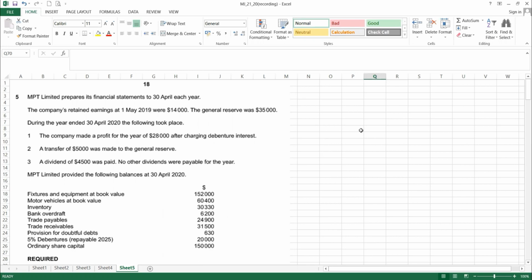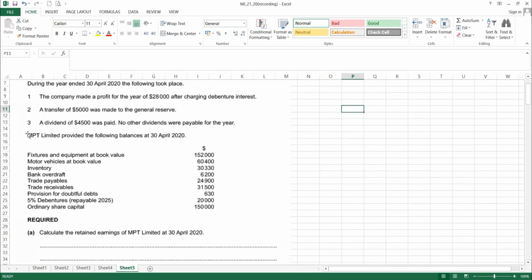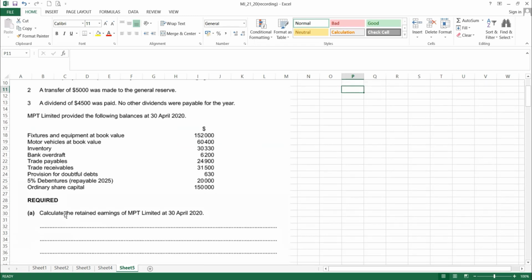Okay, next. MPT Limited provides the following. So this is the asset, liability, asset. This one is under trade receivable, it's considered the asset section. This one is non-current liability. This one is the equity section. So now the question is saying calculate the retained earnings.